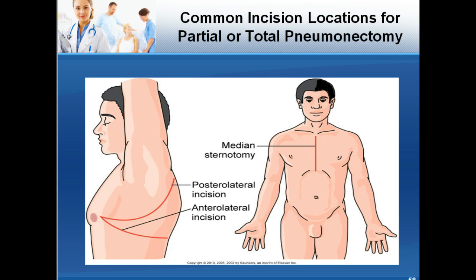Right here: median sternotomy, posterior lateral incision, anterior lateral incision. I've seen the anterior lateral a lot. I've rarely seen, for problems with lungs, this one right here, the median.